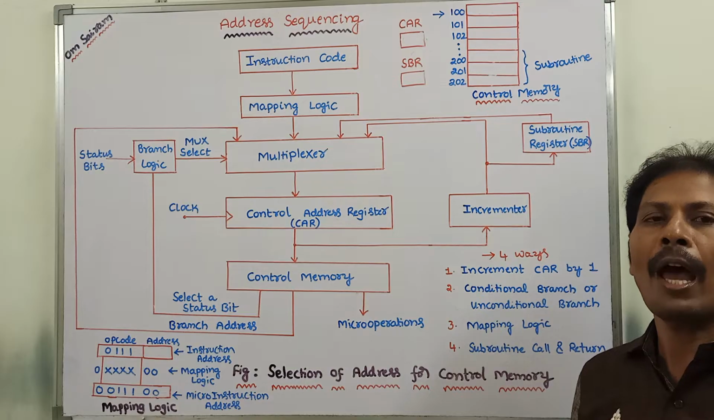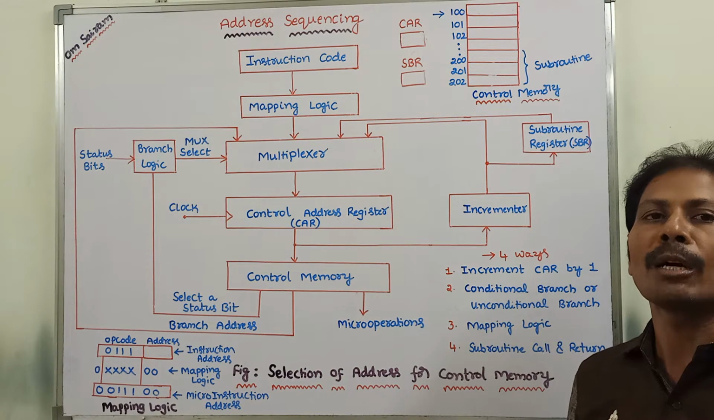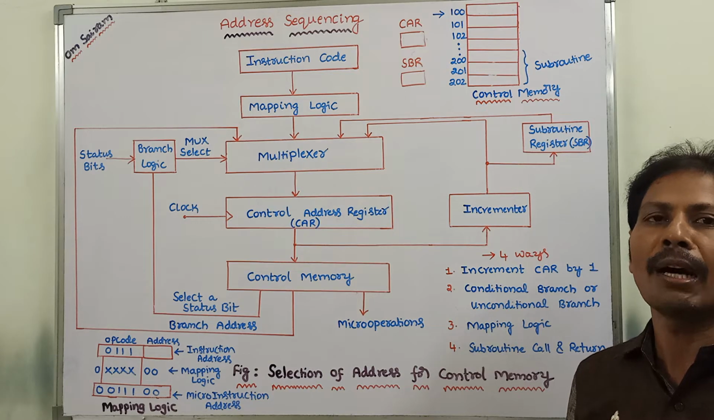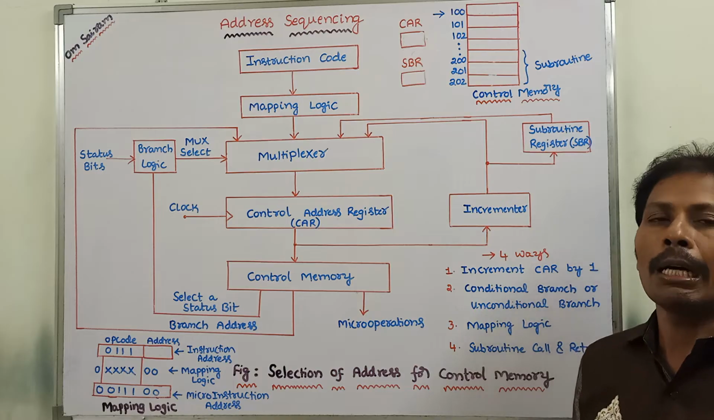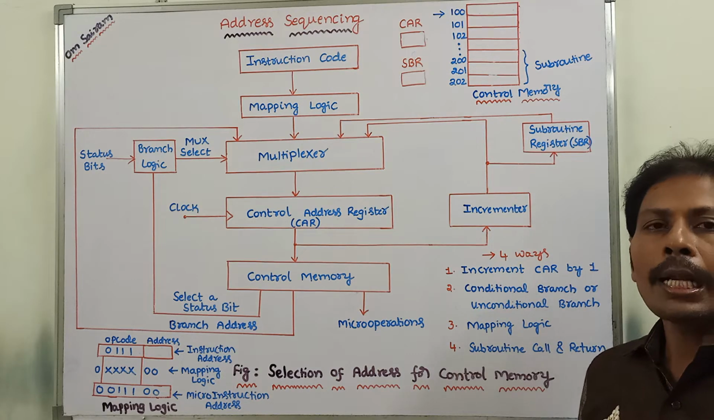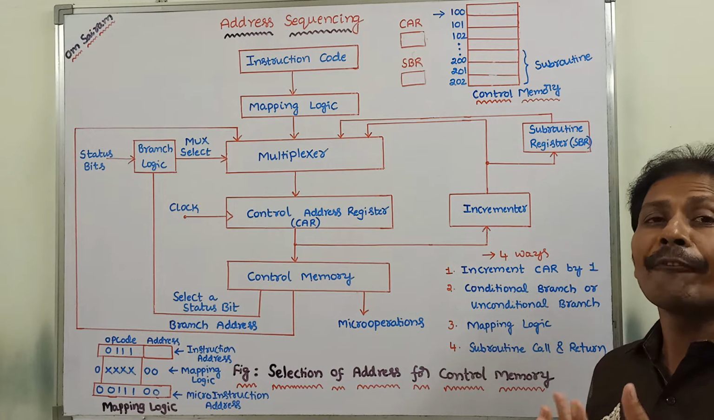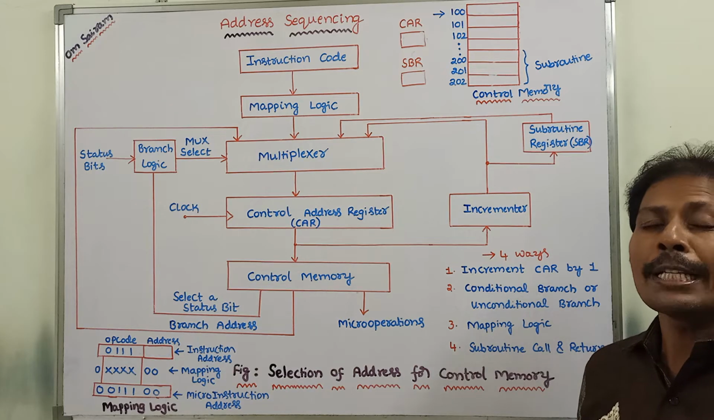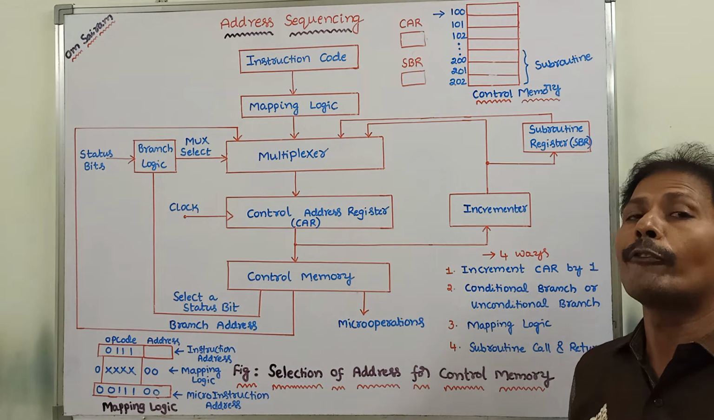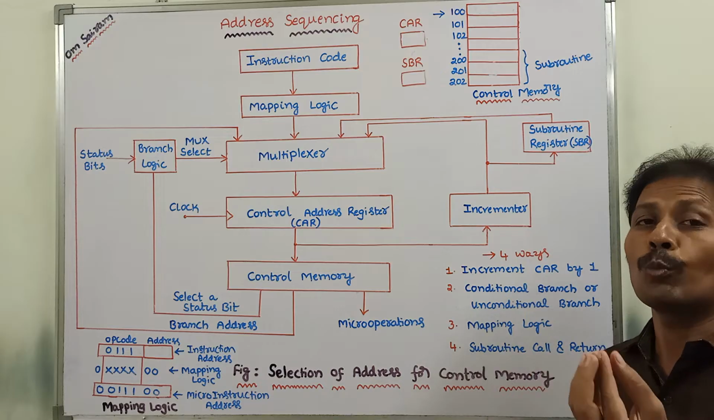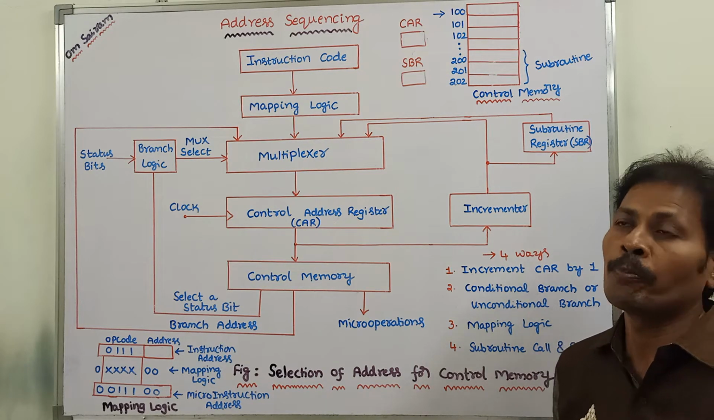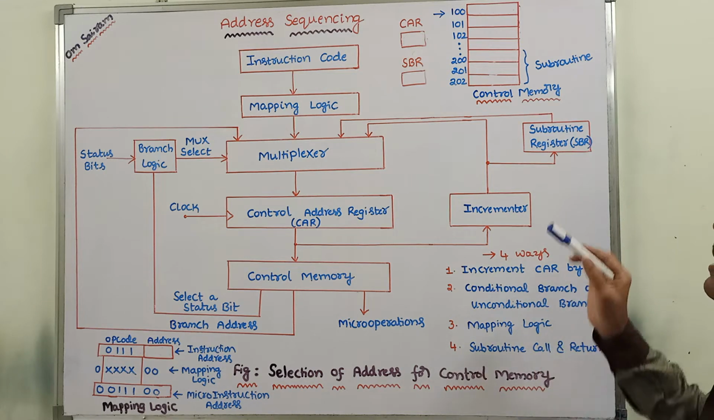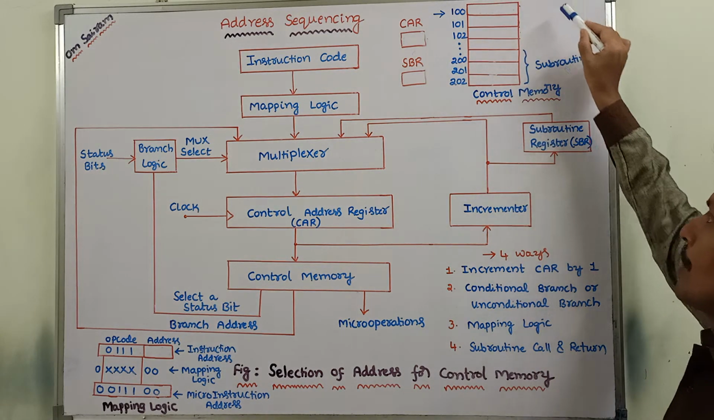Today we have to discuss address sequencing in the Computer Organization and Architecture course. First of all, what is address sequencing? Address sequencing is defined as the sequence of addresses of micro instructions which are to be read from the control memory. This definition can be illustrated with this diagram.